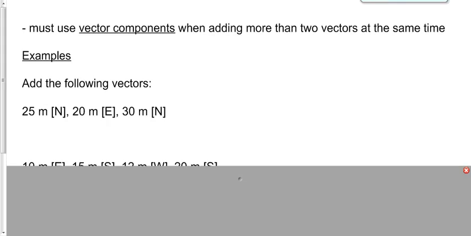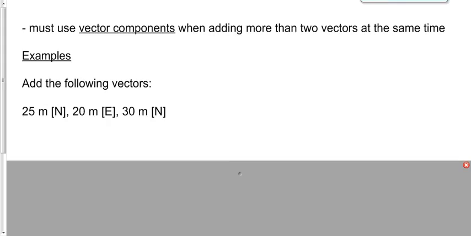I want to add 25 meters to the north plus 20 meters to the east plus 30 meters to the north. You could add those together if they were all to the north. That would be easy, right? 25 plus 20 plus 30 would be equal to 75 meters if they were all to the north. But when we're in 2 dimensions, we can't do that. We got to get a right-angled triangle that is a vector diagram. But how do we get a triangle with 4 sides? You can't. So we got to break it into components. What do we mean by that? Watch carefully.